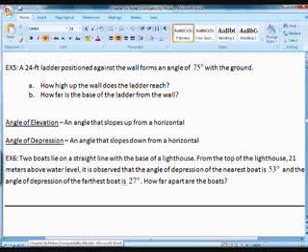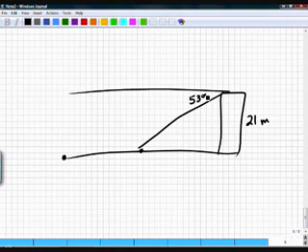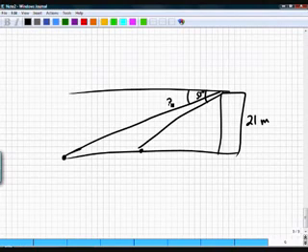It says it is observed that the angle of depression to the nearest boat is 53 degrees. So let's draw that. You're looking straight out. The angle of depression would be this angle here, 53 degrees. Makes sense. It gives you both of these angles of depression. This big angle is 53 degrees, and the angle of depression to the farthest boat is 27 degrees. We've got to figure out how far apart the boats are.